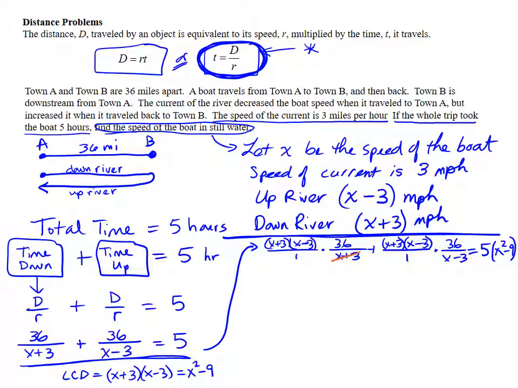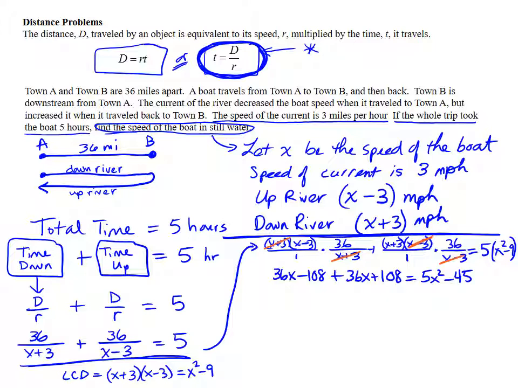So the x plus 3's cancel in my first term. The x minus 3's cancel in my second term. So I'm going to have 36 times x plus 3. I'm going to distribute that while I'm here. 36 times 3 is going to be 108. And that's added to 36 times x plus 3. So that would be 36x plus 108. And that's equal to, distribute the 5, x squared minus 45.